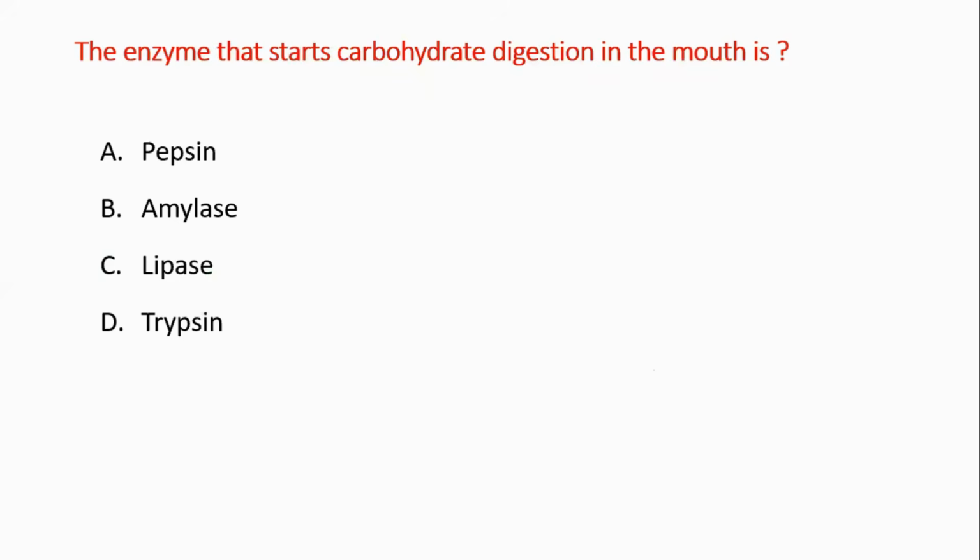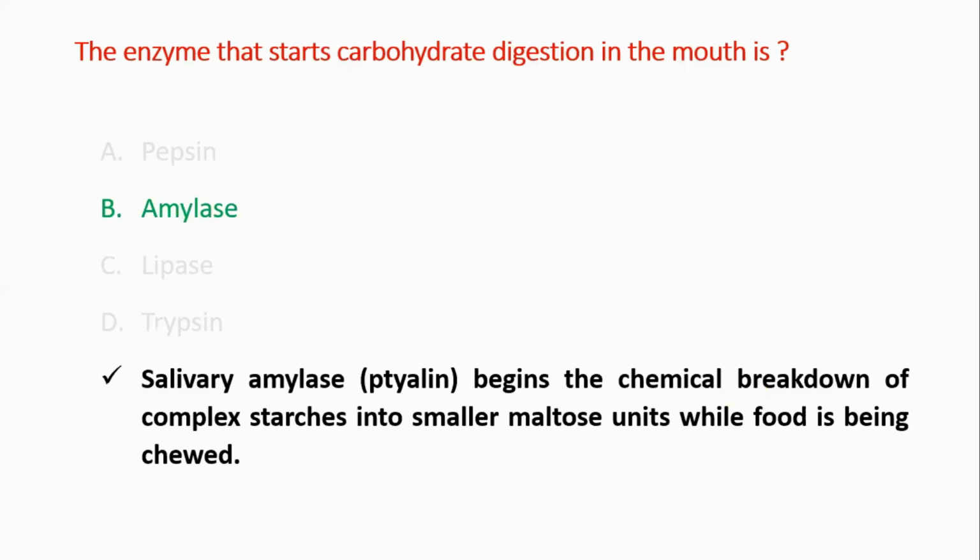The next question: the enzyme that starts carbohydrate digestion in the mouth is pepsin, amylase, lipase, or trypsin? Pay attention towards the question. We are talking about carbohydrate digestion, which starts in the mouth. So pepsin and trypsin are ruled out. Now lipase is for lipids, not for carbohydrates. Let us guess again. And the right answer, as you guessed it right, is salivary amylase.